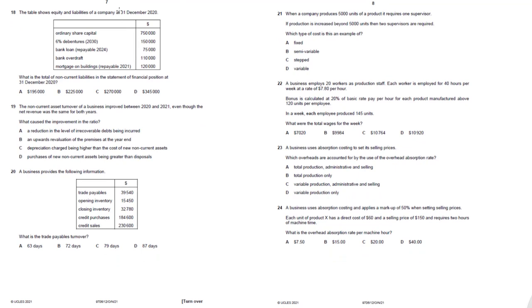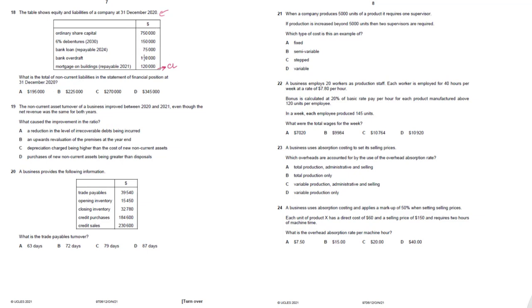Question 18. The table shows equity and liabilities of a company: ordinary share capital, 6% debentures, bank loan, bank overdraft, and mortgage on building. Mortgage means it's a loan taken for the building. Repayable in 2021. This is important. If currently we are at 31st December 2020 and the amount is repayable in 2021, this becomes a current liability, even though it's a long-term loan, but as of now it's a current liability.